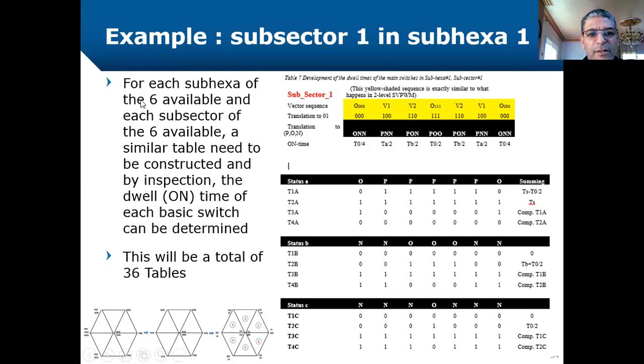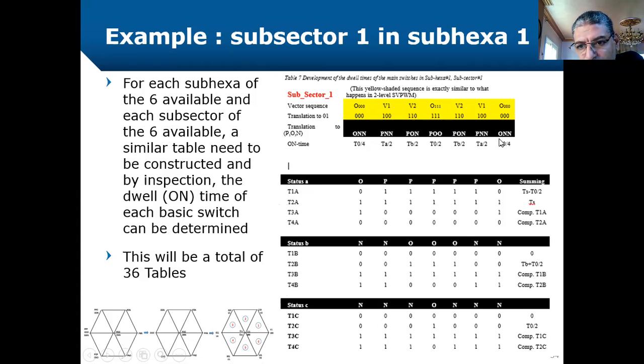For each subhexa of the 6 available and each subsector of the 6 available, a similar table needs to be constructed, and by inspection we get the dwell time of each basic switch. Basic switches we call T1 and T2, and T3 and T4 the complementary switches, for each phase. So for the whole inverter, we need a total of 6 dwell time laws to be extracted from the logic. We use the same mechanism as in the two-level case.